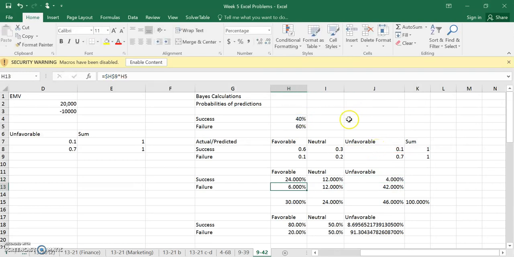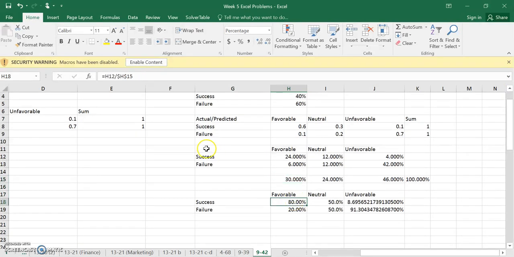For these bottom ones, remember you use the inverse of success, so that would be the chance of failure. And she multiplied each of these failure numbers by the overall chance of failure. So I can show you that. Okay, then she added these up, and the last thing she did is that she took the chance of success if the survey was favorable divided by the overall odds of favorable.